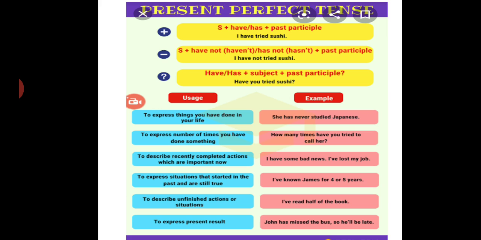Now we can also use it to express present result. John has missed the bus, so he will be late. Most importantly, note that the present perfect tense works with has and have plus past participle. Has for singular, have for plural. Is that gotten? Did we get that?